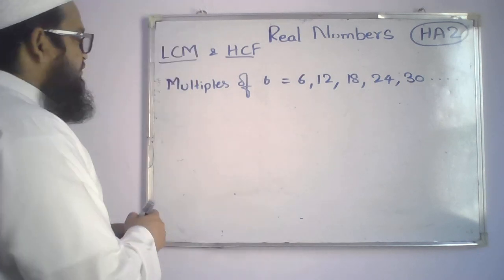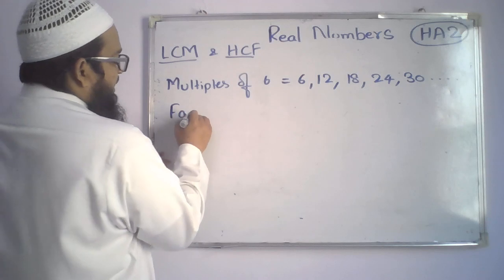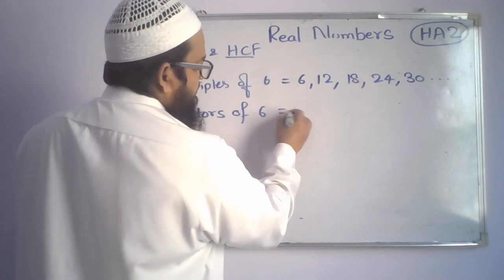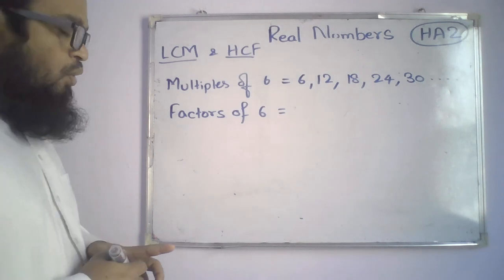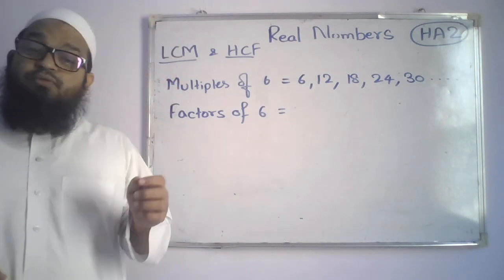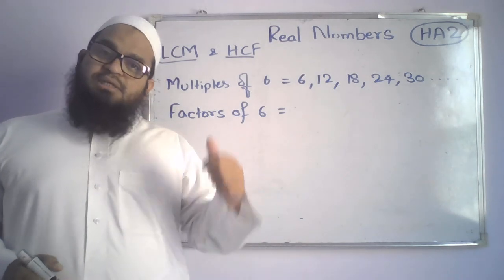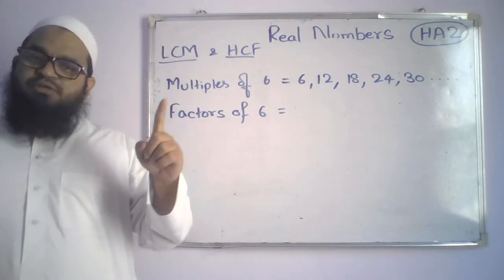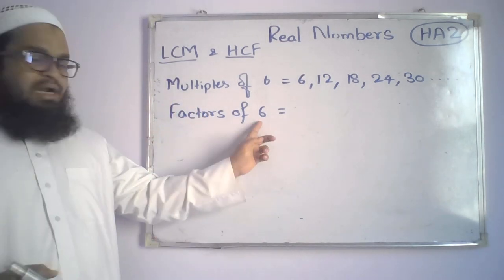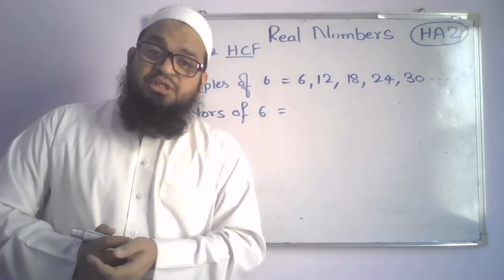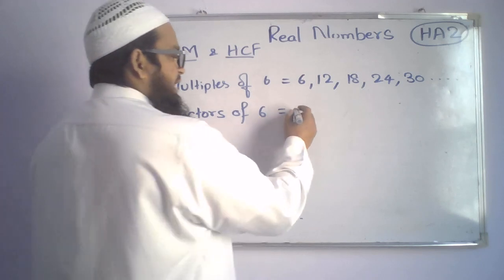Understood? Now what is a factor? Let us take factors of the same number so that you can understand it. What are the factors of 6? Factors of 6 are the numbers which divide 6. For example, what is the first number? 1. Will it divide 6? Yes sir, it divides. How many times? 6 times. So 1 is a factor.